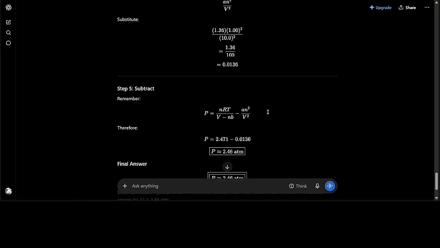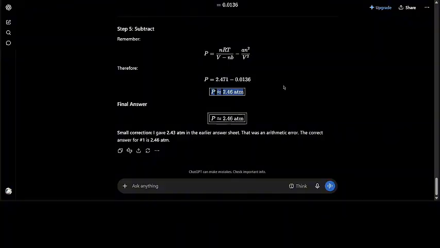1 times 1.36 squared. Oh, maybe I need the parentheses again. Wait, so I did it right. I did everything right. It still shows here 2.45, 2.4523. So there's a 2 here, so I can round it up. So how the hell did it... What?